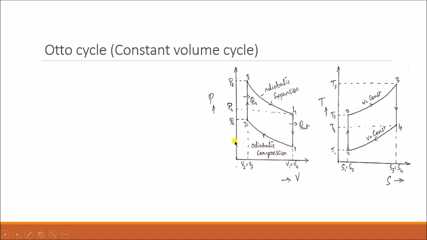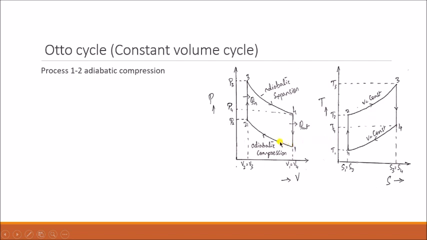So here again a graph is plotted. The first one is the PV diagram, the second one is the TS diagram. We'll go through the processes one by one. So first is process 1 to 2, that is adiabatic compression. During this adiabatic compression, initially the air is supplied to the engine cylinder, in the piston and cylinder arrangement.